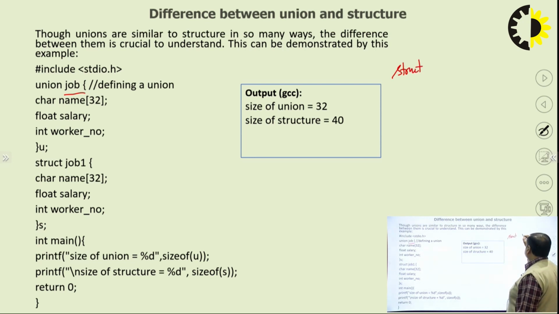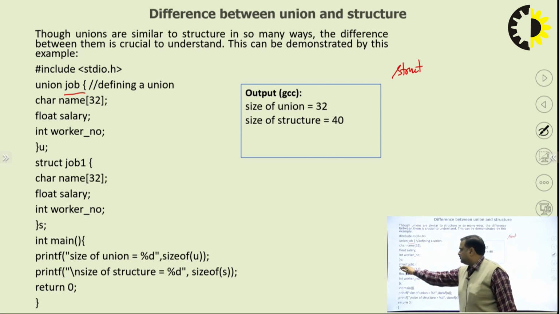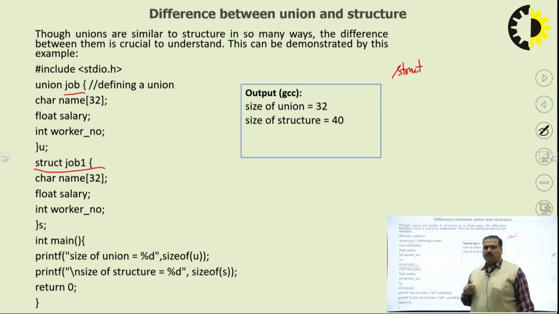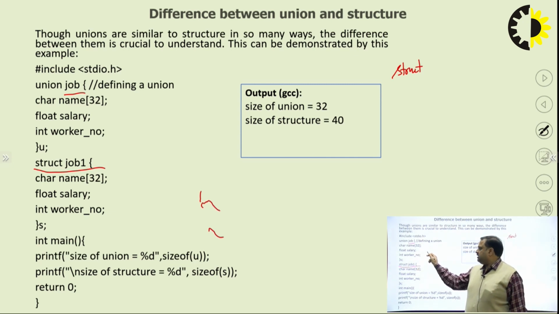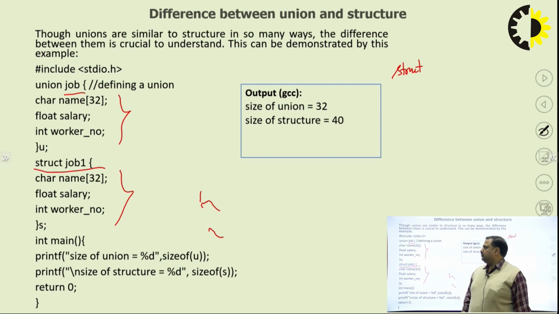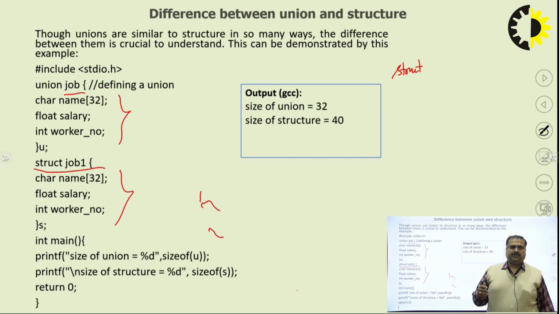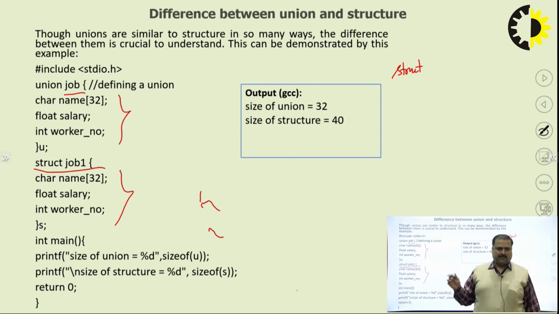So I am having the same one. So yes, struct job1. So we have one union and one structure. The union we have created is job, and the structure we have created is job1, having the same kind of members. The union also has a character name of size 32, a float salary, and a worker number of type integer. Let's understand that an integer is 4 bytes in our compiler.